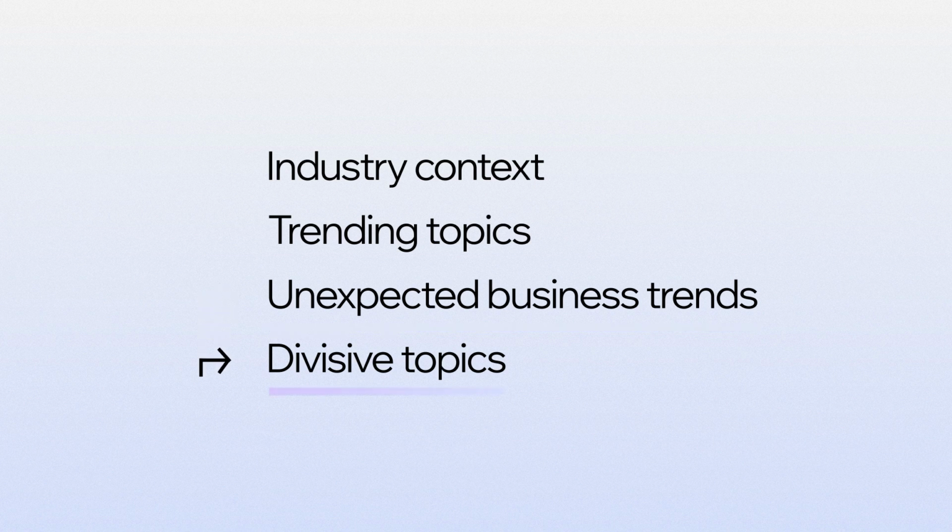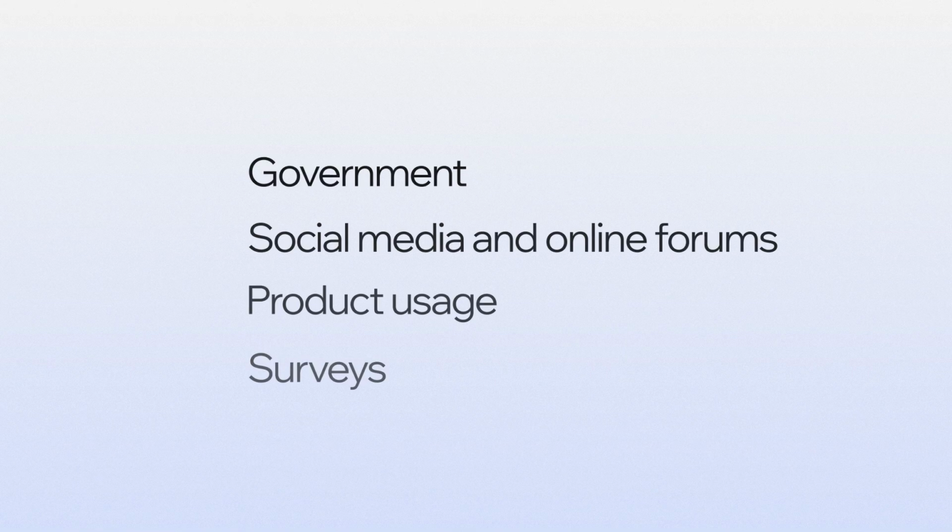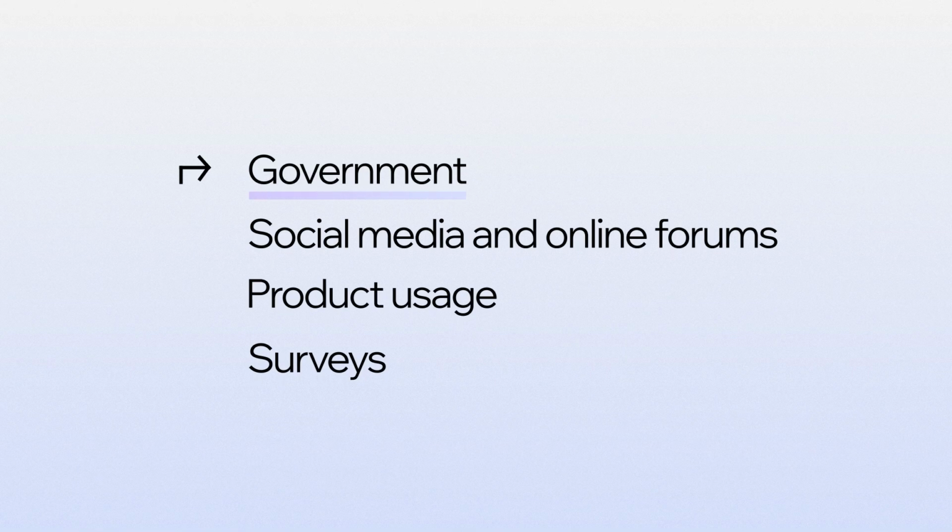Are there topics that divide your industry? Once you've settled on a topic for your first research report, there are a few ways to get data. One of the most affordable options is to use existing datasets like government or census data.